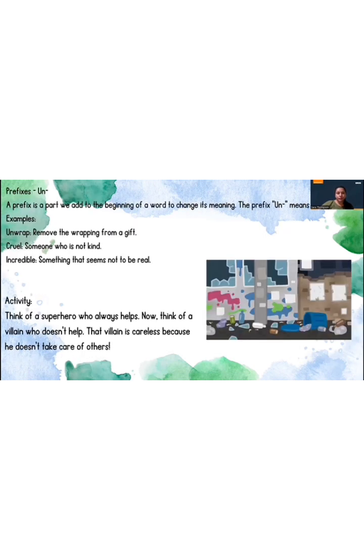The next prefix is un. A prefix is a part we add to the beginning of a word to change its meaning. The prefix un means not. For example, unwrap is to remove the wrapping from a gift. Unkind is someone who is not kind. And unbelievable is something that seems not to be real.